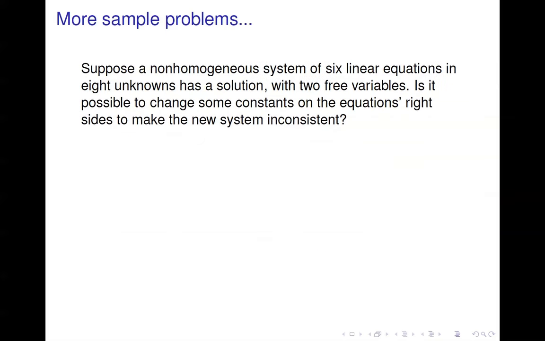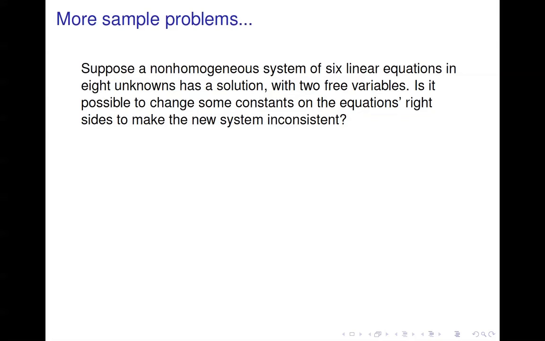All right, a little more complicated one here. Suppose a non-homogeneous system of 6 equations and 8 unknowns has a solution with 2 free variables. Is it possible to change some constants on the equation's right sides to make the new system inconsistent? All right, so we got a non-homogeneous system, 6 equations and 8 unknowns. And it's consistent with two free variables.